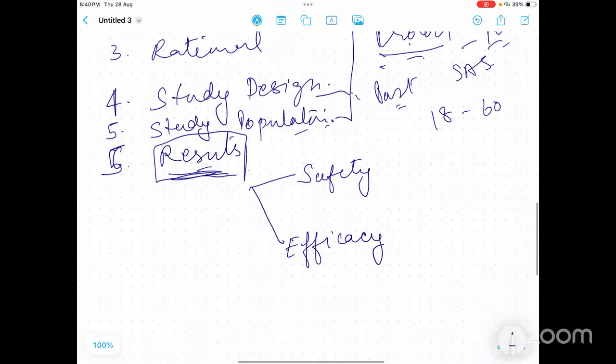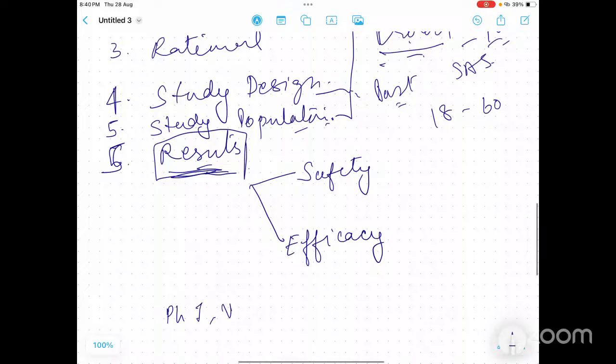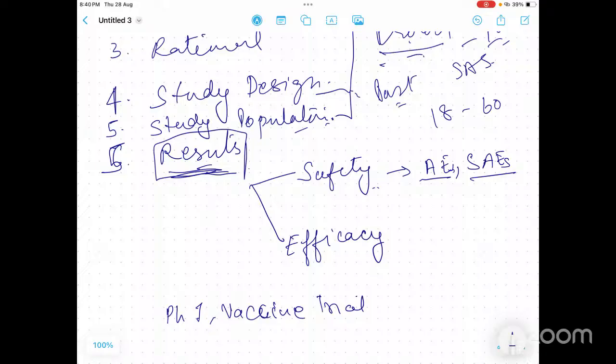Suppose our trial is a phase 1 vaccine trial. What will be safety? Safety is mostly AEs and SAEs, the number of AEs and SAEs. This is the place in the results where your narrative will also be, because you have given safety data. This is how they will prove that this drug is safe or working or not working. Correct? Efficacy is how well it is working.